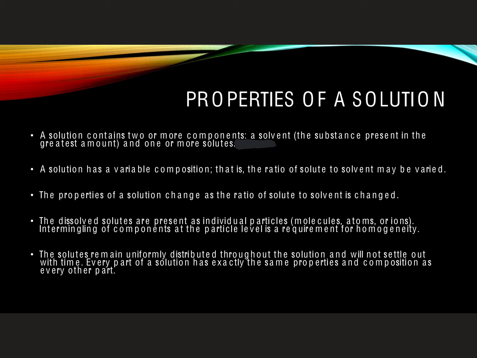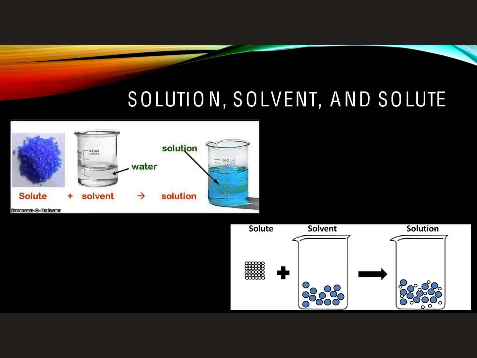Along with those components at the particulate level is the requirement that it is homogeneous. So the particles are going to be evenly distributed. You're not going to actually know that there is a solute in the solvent just by looking at it. The last one is that the solutes remain uniformly distributed. Again, that's homogeneous, and it doesn't ever settle. Every part of your solution is going to have the exact same properties and composition. So if you take a sample at the top of your solution, in the middle, at the bottom, wherever, it's going to be the exact same ratio and same properties.